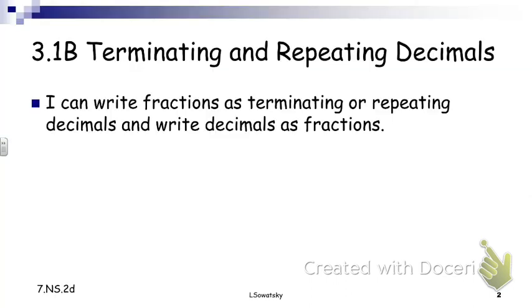So the first section, 3.1b, is about terminating and repeating decimals. The I can statement is I can write fractions as terminating or repeating decimals and write decimals as fractions. So it's just going back and forth from writing fractions as decimals and decimals as fractions, being able to convert, because that can be handy for different reasons.